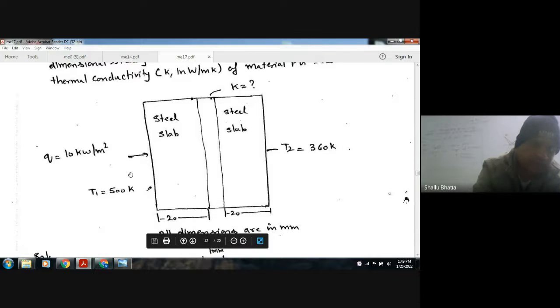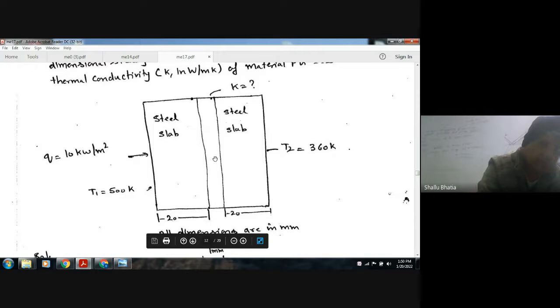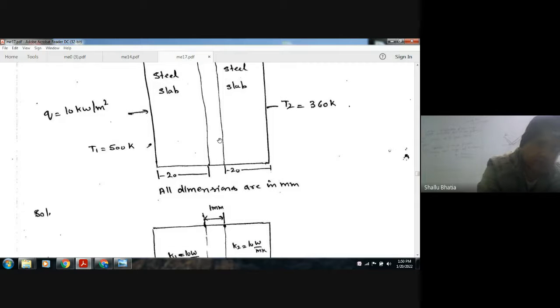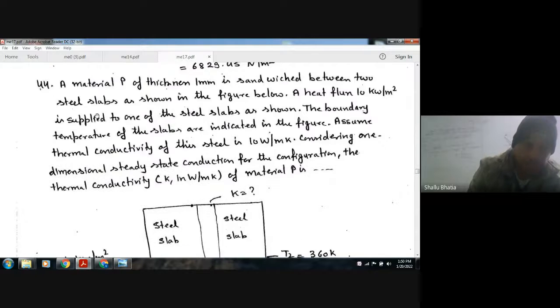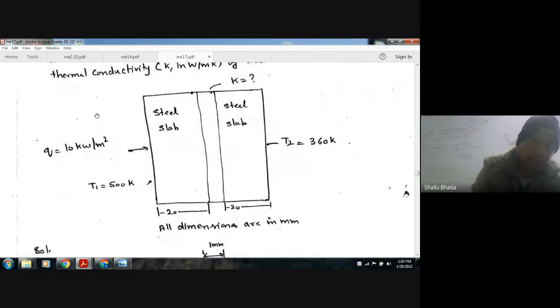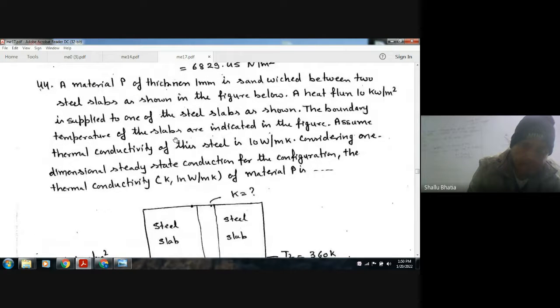This is the slab given. Its temperature is 360. This dimension is 21, and the thickness is given as 1 mm. The heat supplied per unit area is 10 kilowatts per meter square. And the thermal conductivity of the slab is also 10 watts per meter per Kelvin.